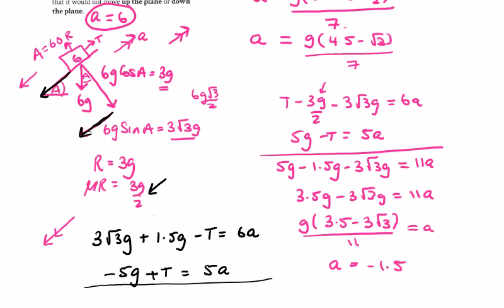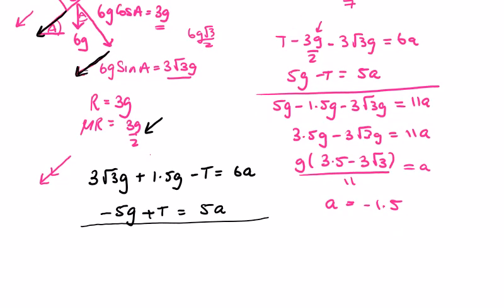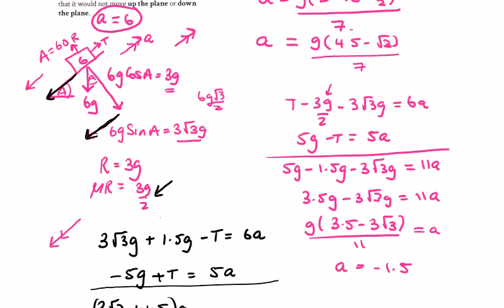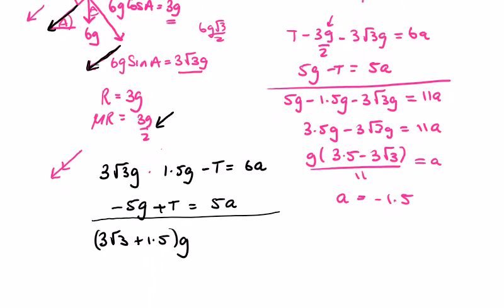So let me see what's happening here. We're going to get 3 root 3 plus 1.5, both times G. And because I'm going too fast, obviously mu R is in the opposite direction here, so that should be a minus. Just try and identify your mistakes. Don't go as fast as me, please. And actually, let me just put the minus 5 in here too. Minus 5G. And that will all be times G, will be 11A.